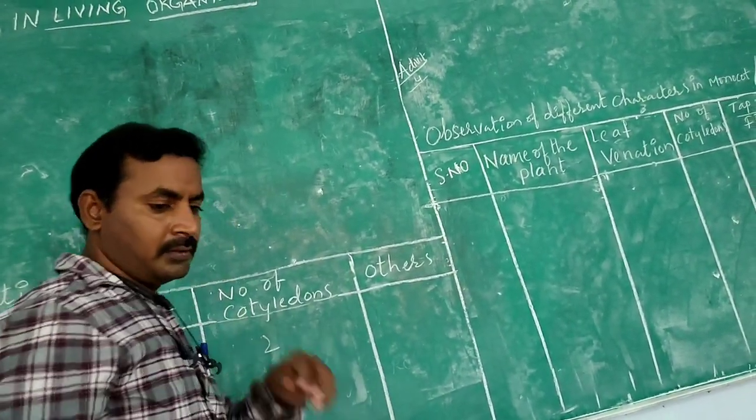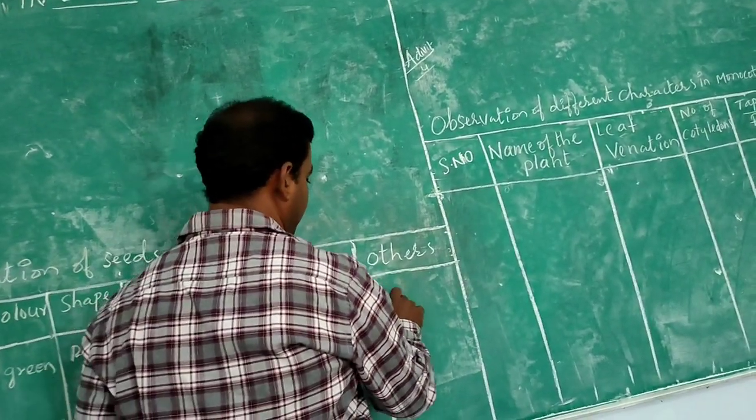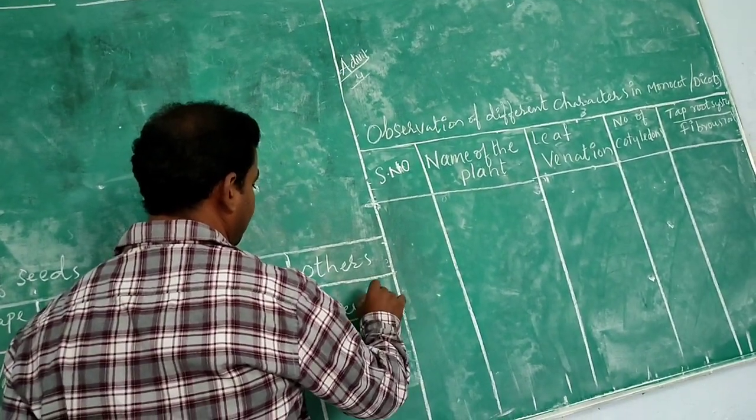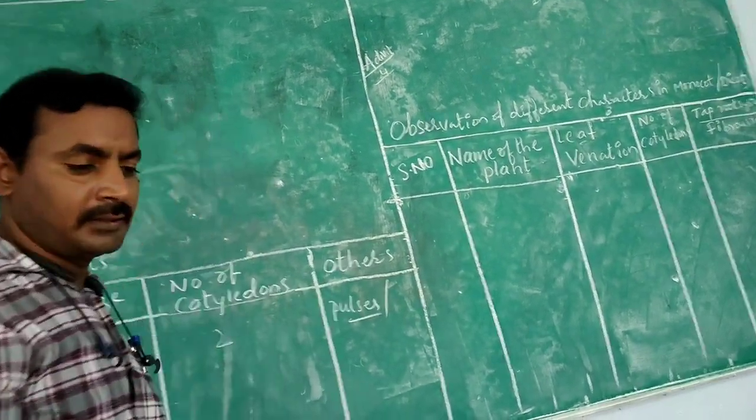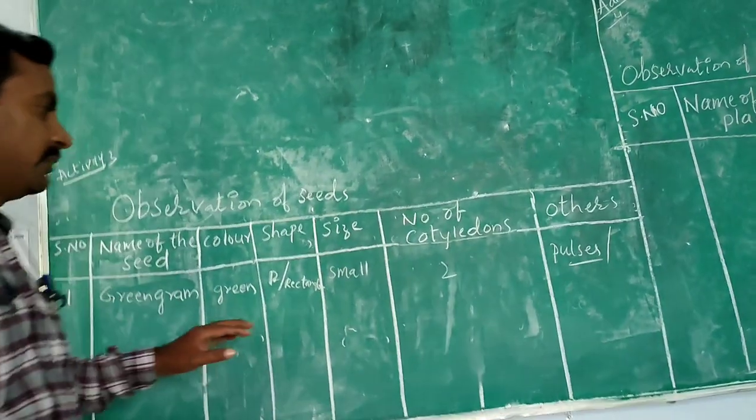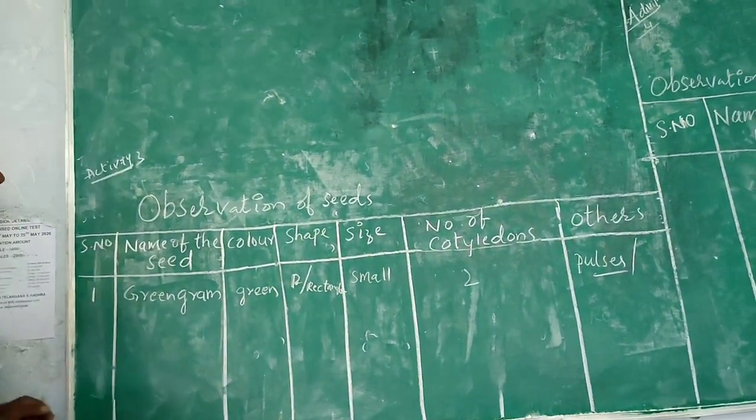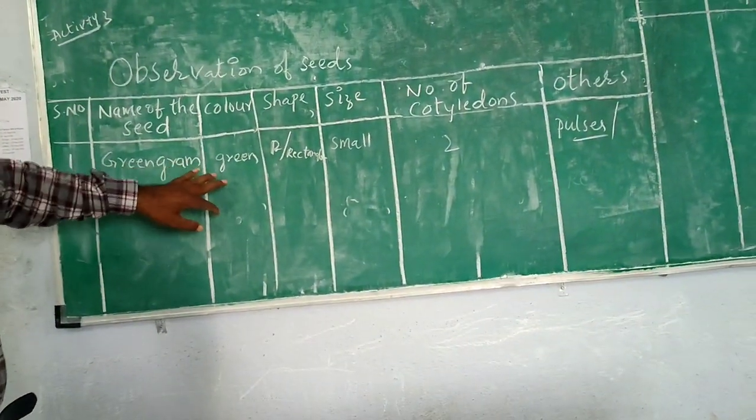It is a pulse, a protein food. Pulses have more proteins, and they are very useful for us. This is about the green gram seed.